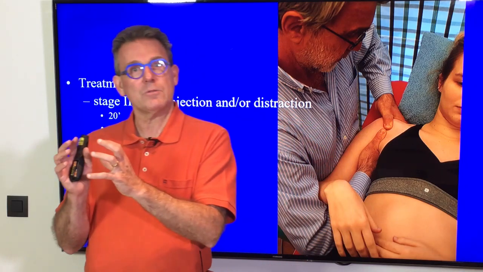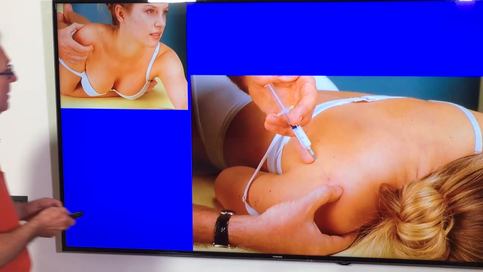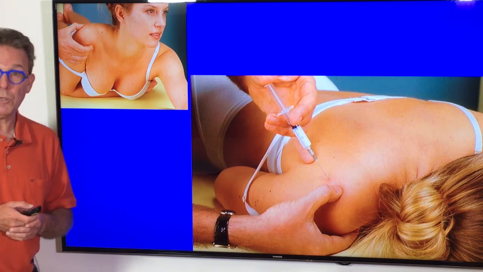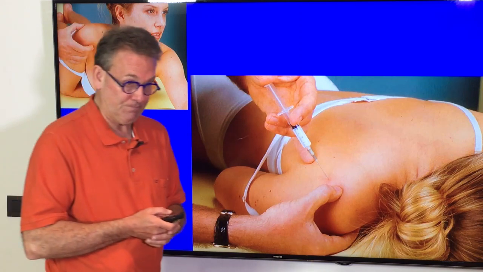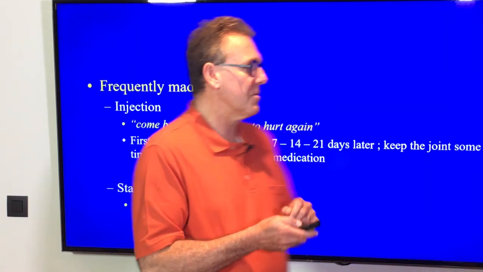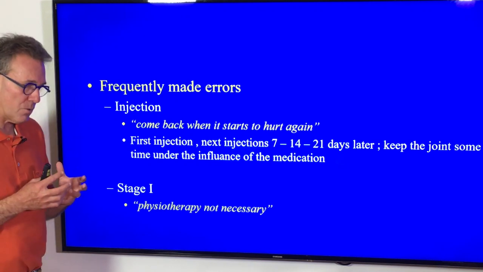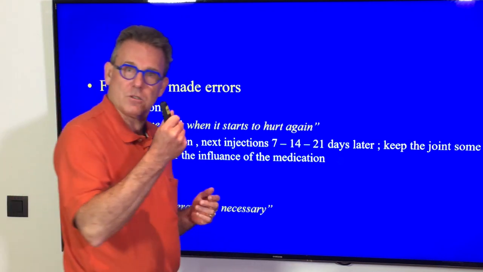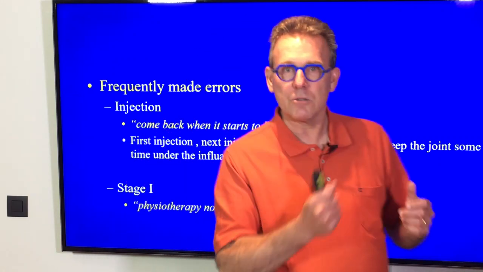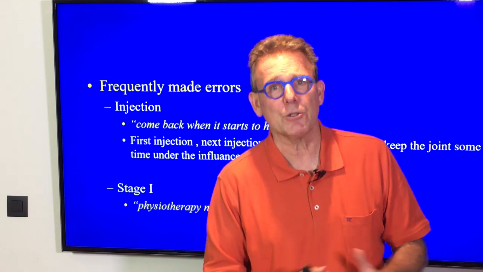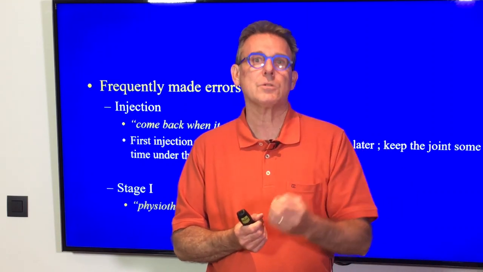What is the doctor alternative? It is going to be an intra-articular injection in the joint with corticosteroid. Not one injection, but preferably a series of injections. And this is exactly one of the mistakes we very often see. The patient gets an injection and then the doctor says, well, come back when you feel pain again. Of course the patient is going to come back because one injection certainly is not enough.